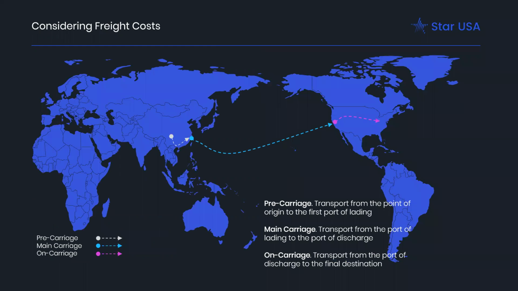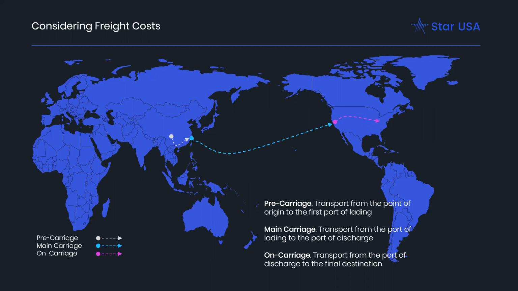Freight costs. When we're looking at freight costs in the landed cost calculation mechanism, there are three basic factors to consider: pre-carriage, main carriage, and on-carriage. Pre-carriage is the transport from the point of origin to the first port of lading, main carriage is transport from the port of lading to the port of discharge, and on-carriage is the last leg, transport from the port of discharge to the final destination.